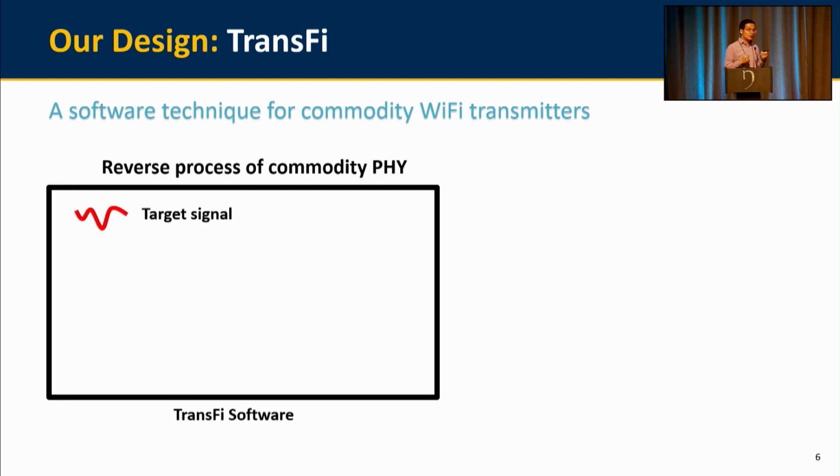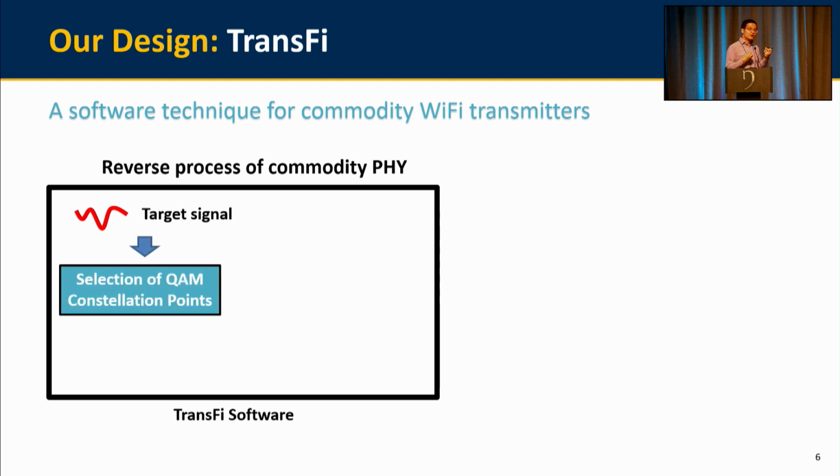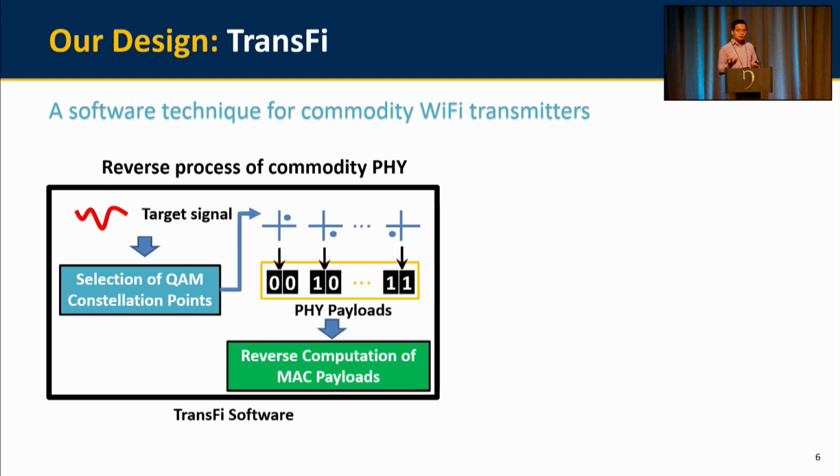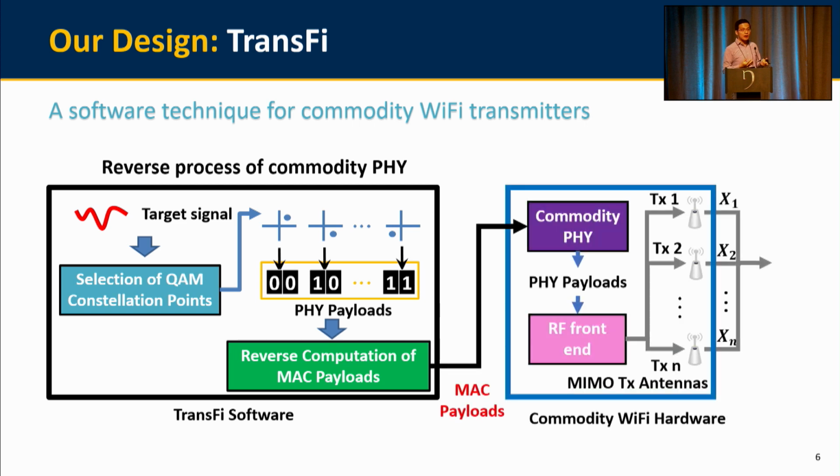Generally speaking, TransFi's operation is to reverse engineer the physical layer operations on the commodity Wi-Fi device. We have a target signal waveform in mind, and as we said before, we are trying to select a set of constellation points used in the commodity Wi-Fi physical layer, so that whenever these constellation points are transmitted and mixed on the air, they produce the target signal. To do this, we first translate these constellation points into the corresponding physical layer payload based on the specific Wi-Fi modulation scheme being used. Then we reverse engineer the Wi-Fi encoding to translate these physical layer code words into the corresponding MAC layer payloads. These MAC layer payloads are the output of the TransFi software, and they are injected into the commodity Wi-Fi hardware on different MIMO streams and transmitted on the air.